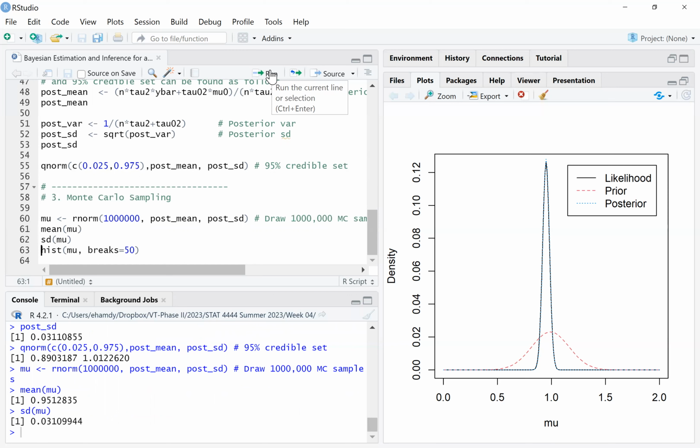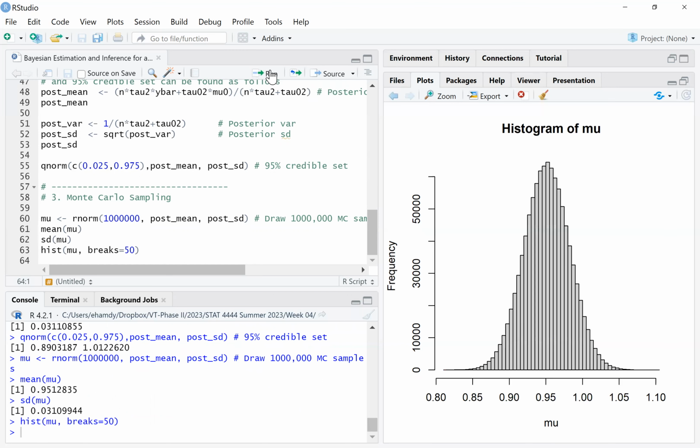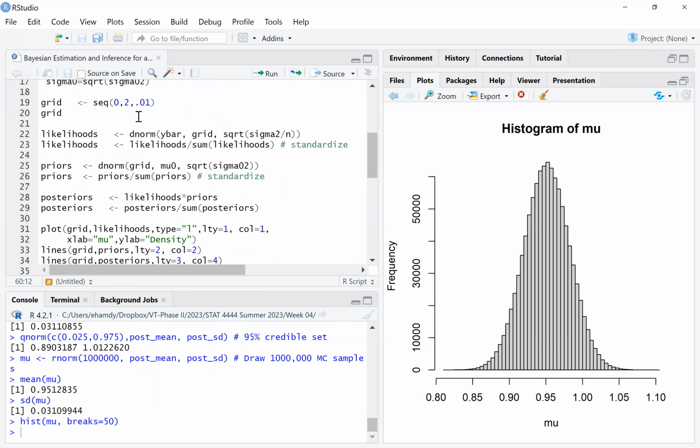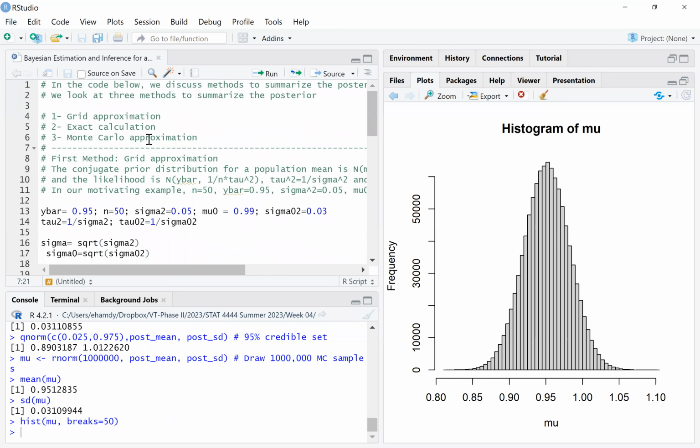I can graph the distribution, the posterior distribution using a histogram and so on. So you can do whatever you want with the random sample you randomly selected from the posterior distribution. All of them gave me the same estimation and the same inference and everything.